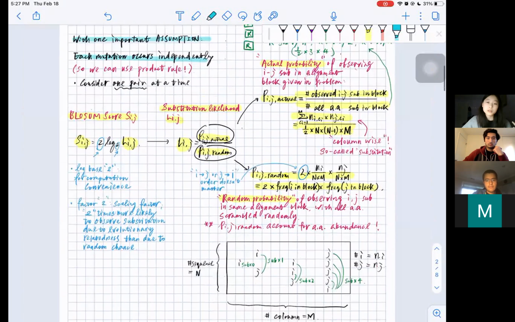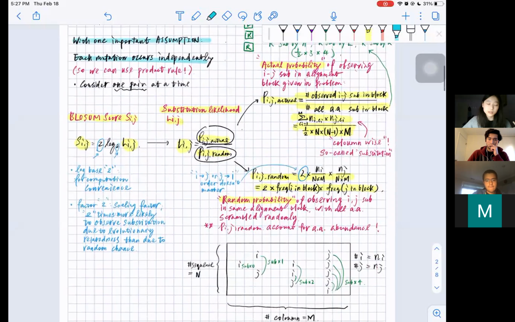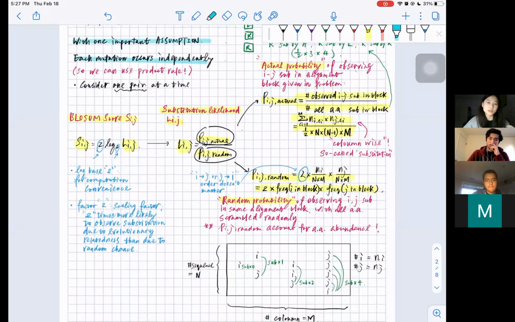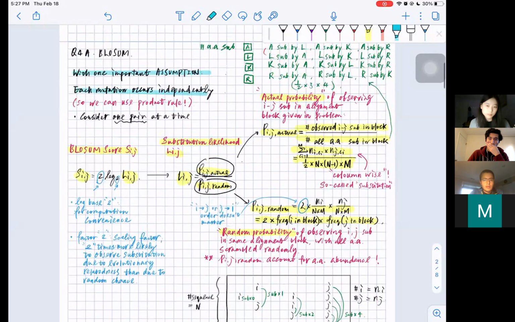So the core of the BLOSUM score is really the substitution likelihood Lij, which is given by the ratio of two probabilities. On the top, it is the probability of observing an ij substitution in the alignment block given to you in the problem, and on the bottom is the random probability of observing an ij substitution in the same alignment block, but with all amino acids scrambled randomly. So how do we do that mathematically?